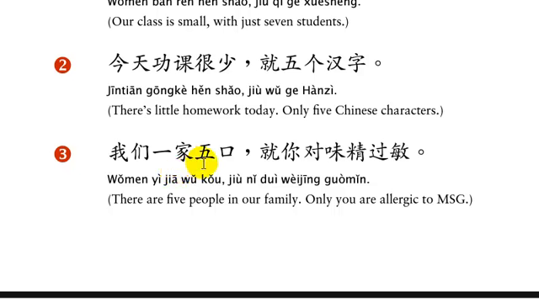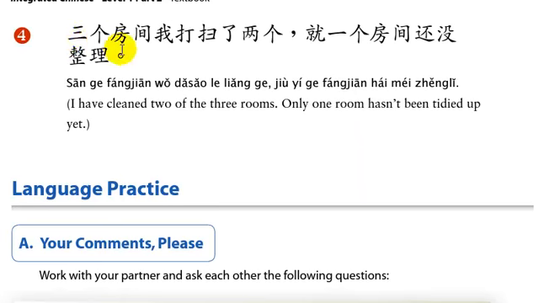我们一家5口，只有你对味精过敏. Okay, there are 5 people in our family, only you are allergic to MSG. All right. And finally, 3个房间我打扫了2个，只有1个房间还没有整理. Okay, there's only one room that I haven't tidied up yet or cleaned up yet. 3个房间我打扫了2个，只有1个房间还没整理. There's only one room that I haven't picked up yet, tidied up yet. And that concludes this grammar lesson.